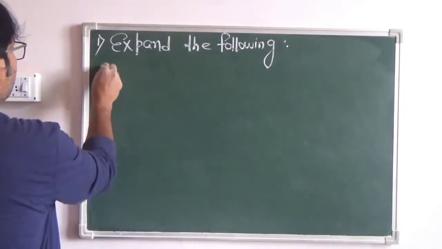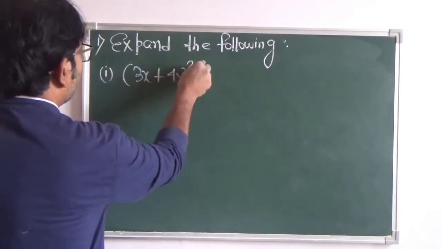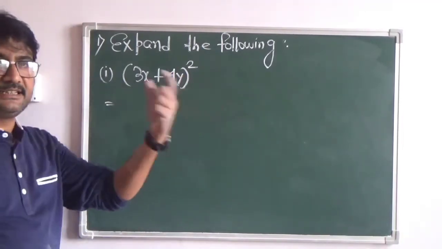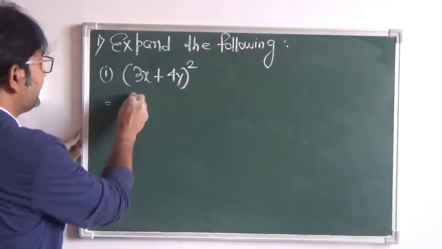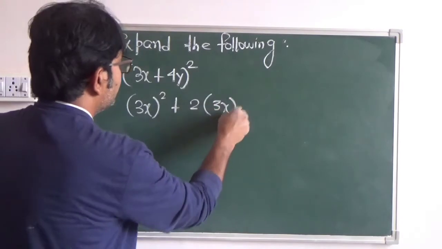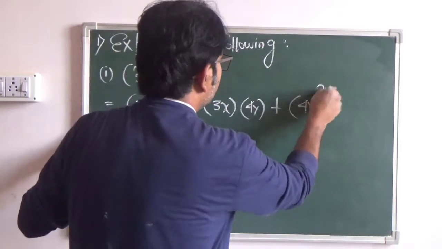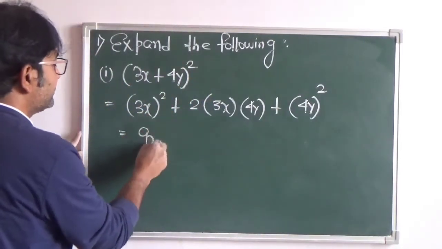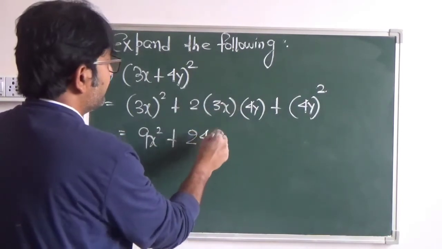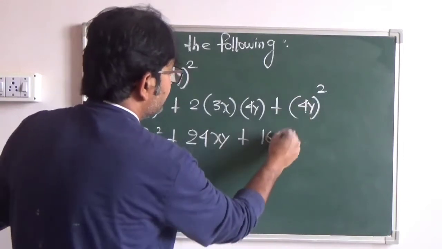The first one we take: (3x + 4y) whole square. We take it the same way, that is (a + b) whole square, that is a square plus 2ab plus b square. So we write (3x) square plus 2 into 3x into 4y plus (4y) square. So we can write it as 9x square plus 2 into 3 is 6 into 4, that is 24xy, plus 4 square is 16, and this is y square.